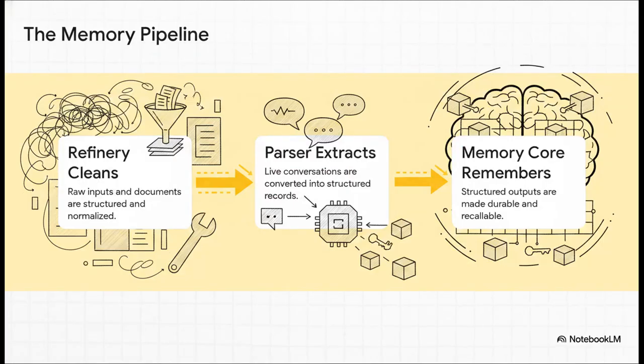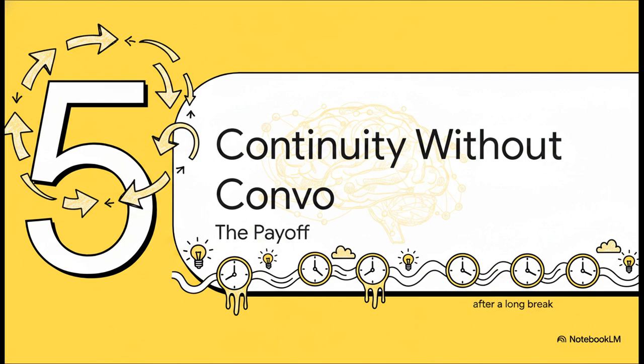So how does it do this? Well, it's a 2-step process. First, something called a refinery sucks in any raw files or inputs you give it and cleans them up. Then, a parser listens in on your live chat, kind of like a personal assistant taking notes in real time, and it pulls out all the important concepts. And those clean, structured ideas are what gets sent to the memory core, where they become a permanent, recallable part of the system's brain.